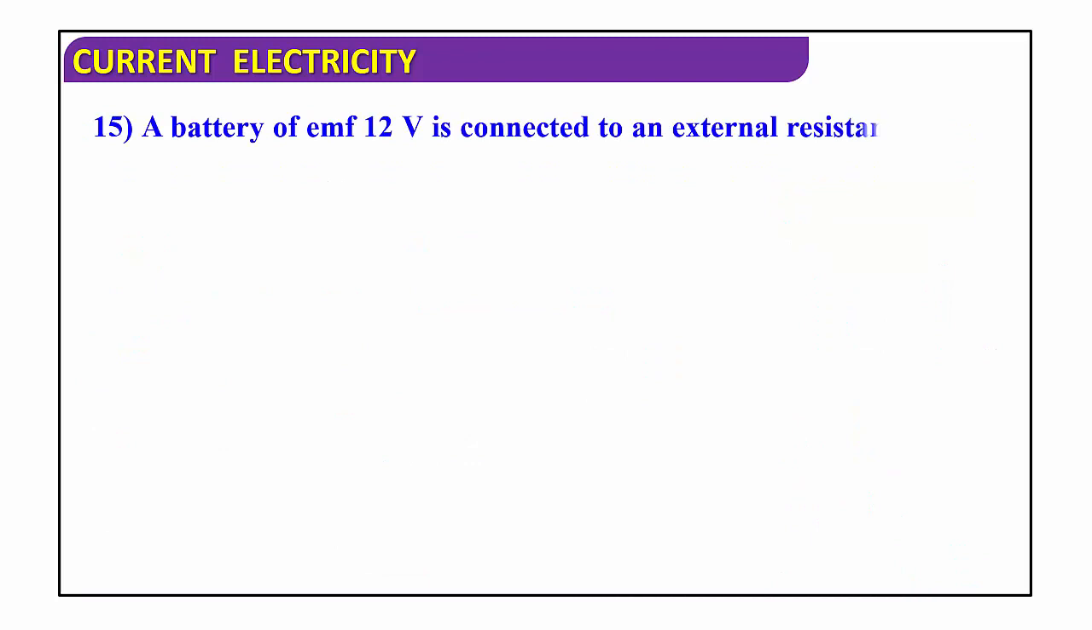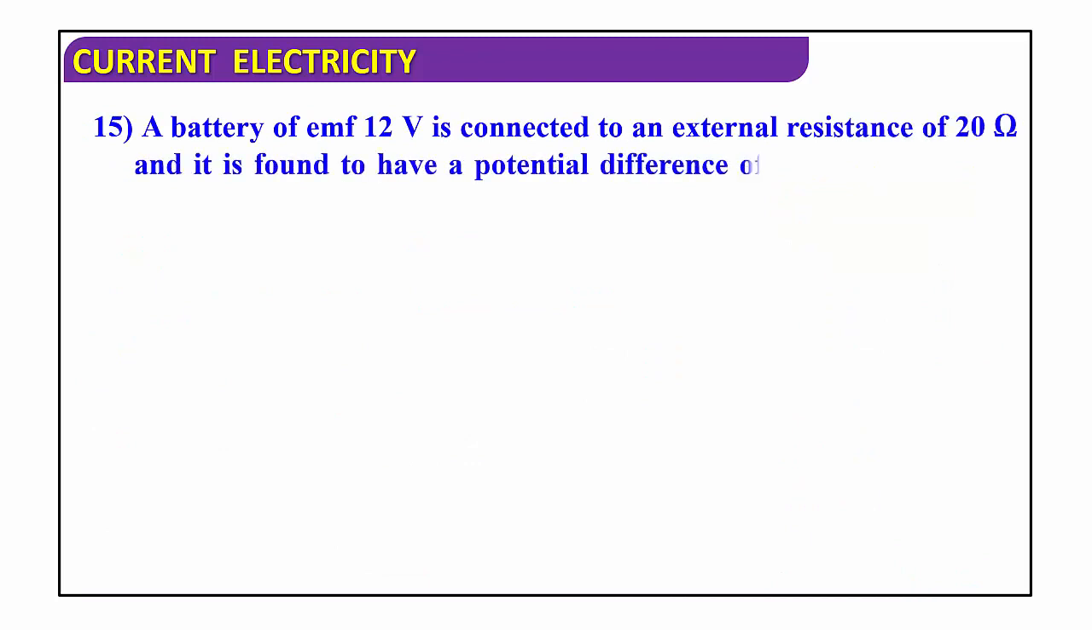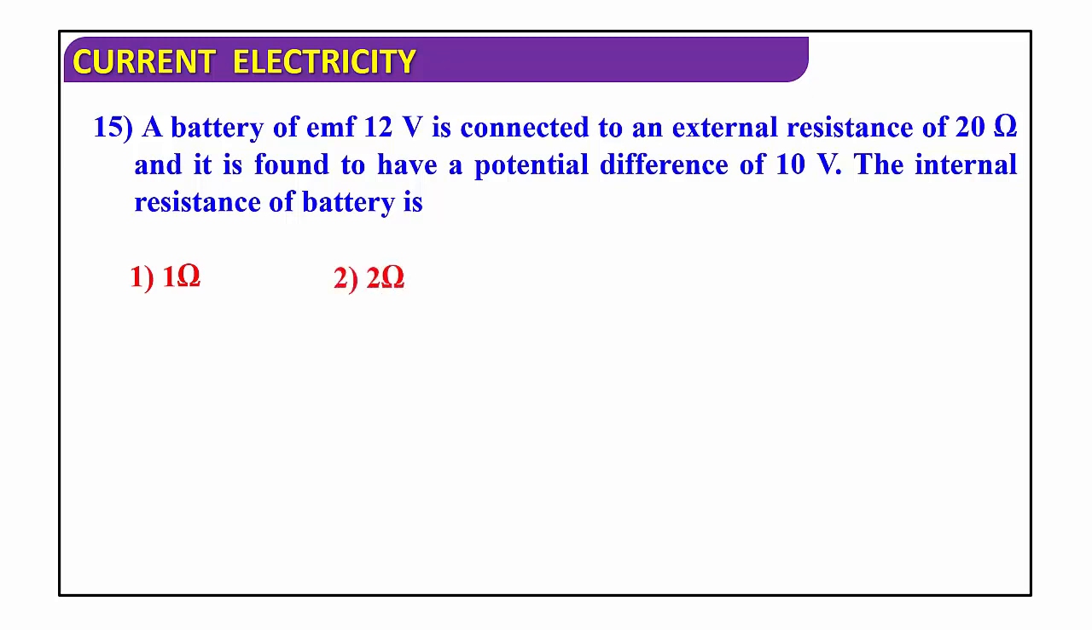Come to the 15th question. A battery of EMF 12 volt is connected to an external resistance of 20 ohm. It is found to have potential difference 10 volt. Internal resistance of the battery is? See here, they had given EMF of the battery 12 volt, which is connected to external resistance, that is 20 ohm. It is found to have potential difference 10 volt. We have to find internal resistance of the battery.